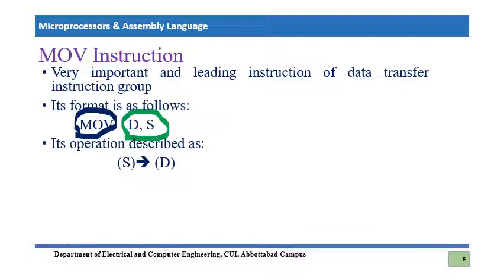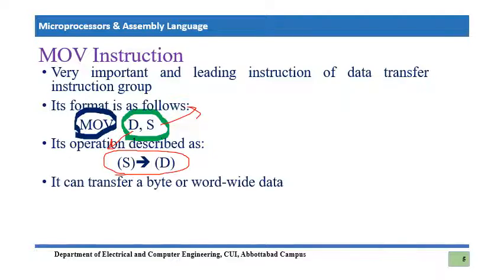Its operation is described as follows. This is our source operand, as we learned earlier, and the first thing which comes after the opcode is our destination operand. So what happens when one uses this instruction? Whatever value is in the source operand is transferred into the destination operand. That is the information transfer: this is how a value is transferred from source operand to destination operand.